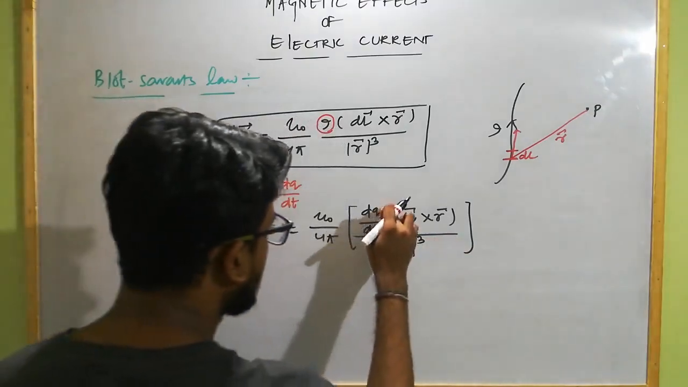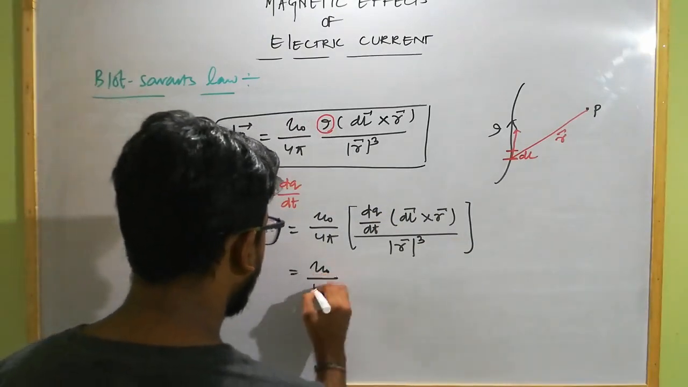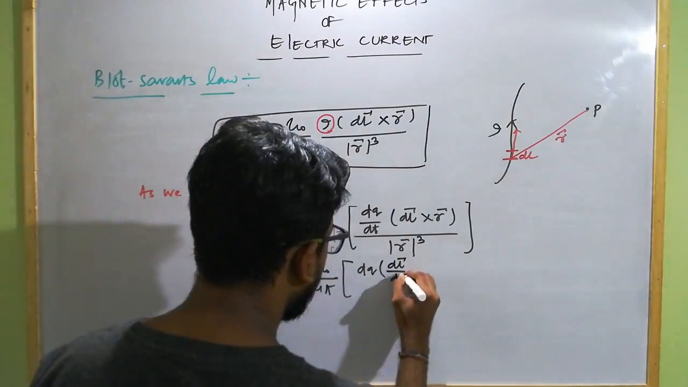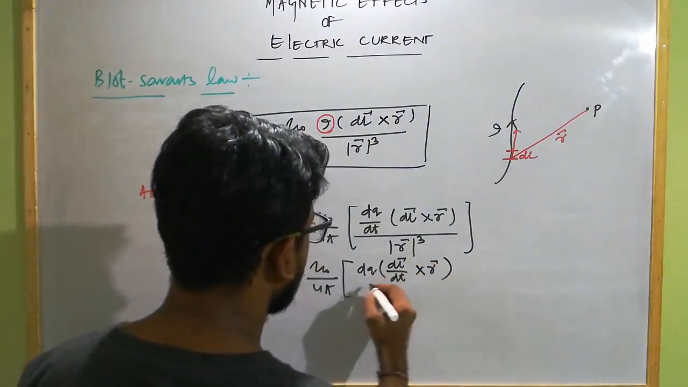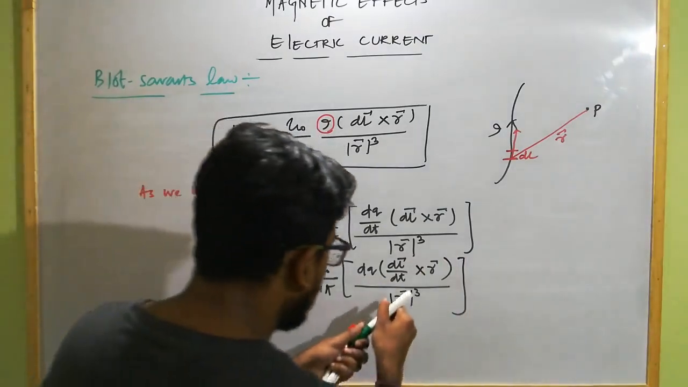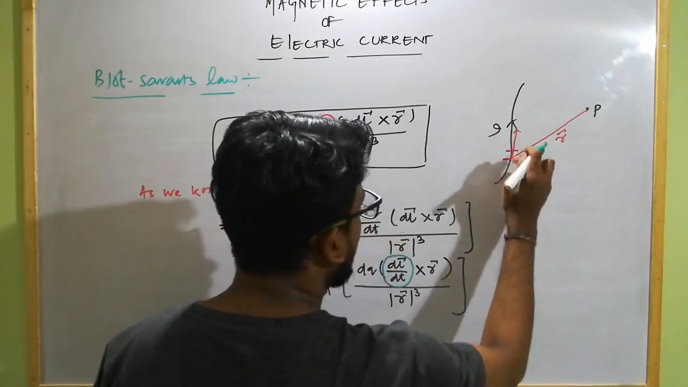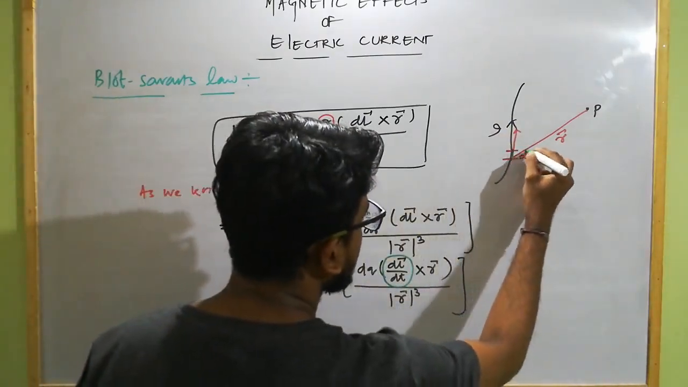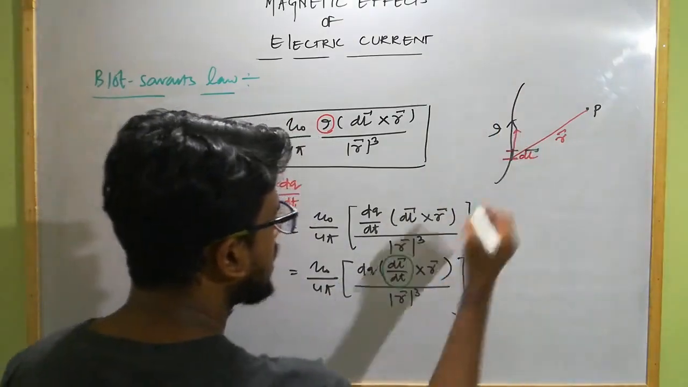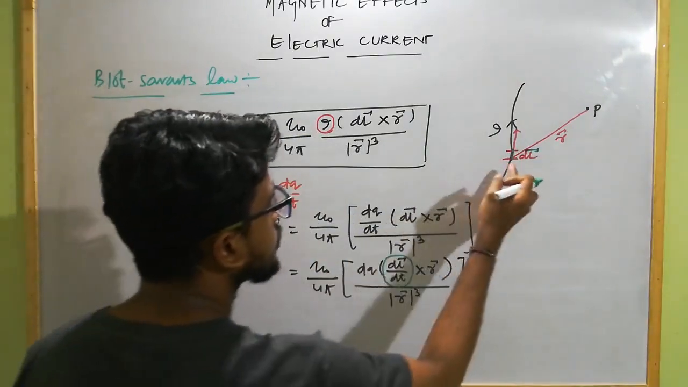Clear? So now rearranging this, dq remaining outside, taking dt within the bracket, this can be written as mu naught by 4 pi dq into dl vector by dt cross r, whole divided by r vector mod cube. Clear? So now here, this dl by dt is what? dl means the displacement by this current. This is the displacement vector dl, and dt is the time interval for which the charge dq is allowed to flow through this. That means this displacement vector dl by dt will give us what? The velocity of this charge that flows through this current carrying conductor.